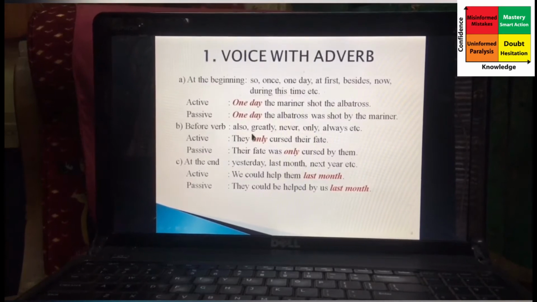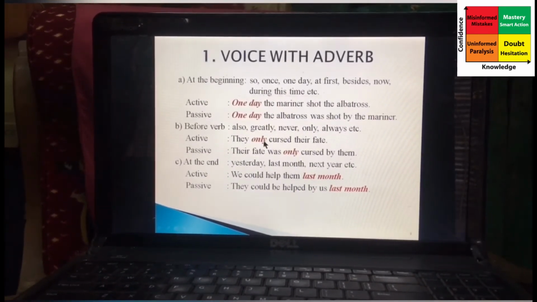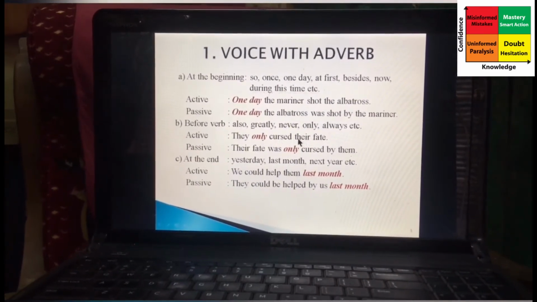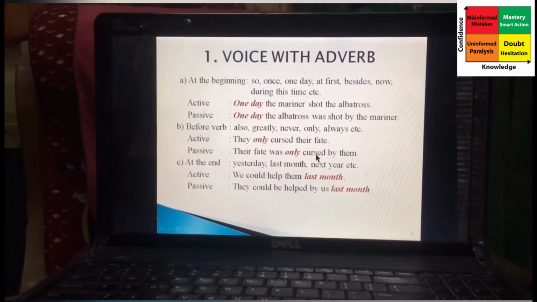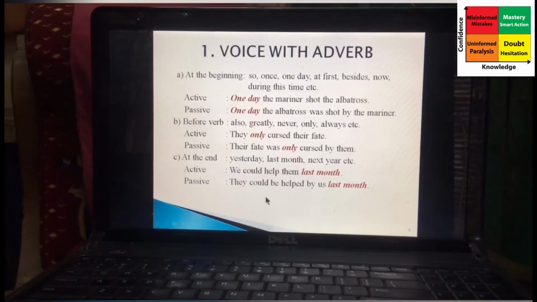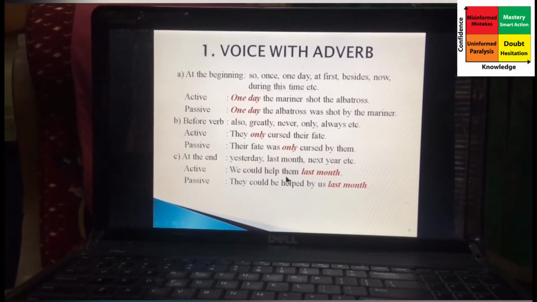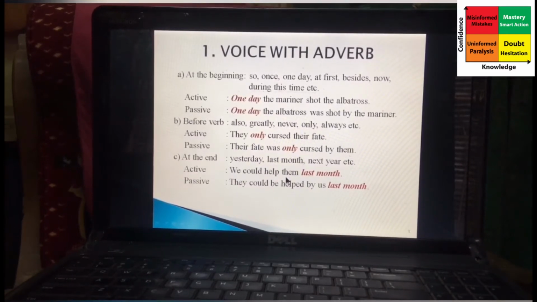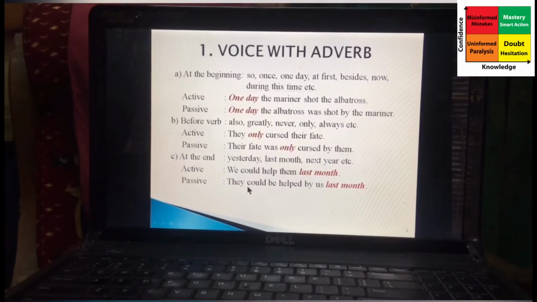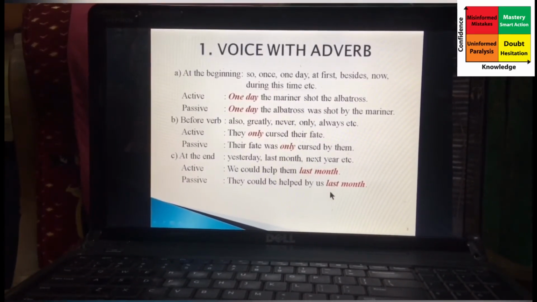And if you get an adverb before the verb, then you will use that adverb before the verb. Like they only cursed their fate, so their fate was only cursed. So before cursed we have got only. And if we get it at the end, like yesterday, last month, next year, so we will not change the place. It will be at the end. Like we could help them last month, so it will be they could be helped by us last month. Last month was at the end, it will be at the end.